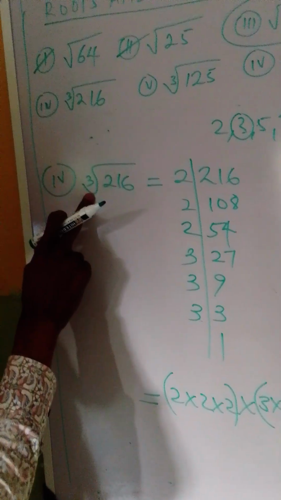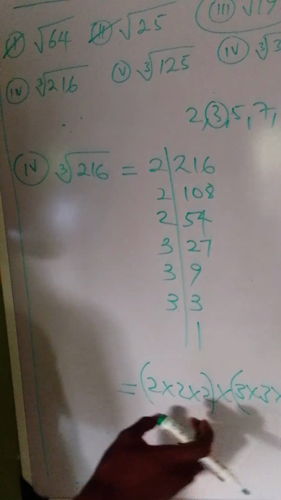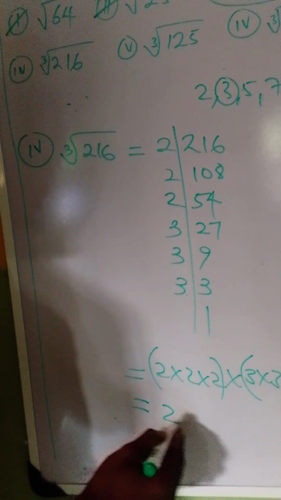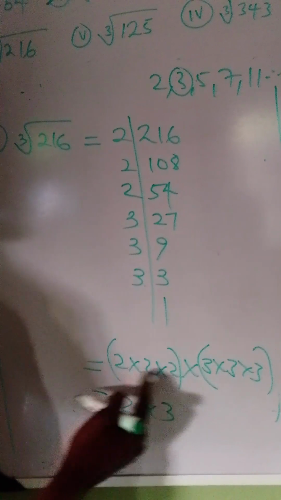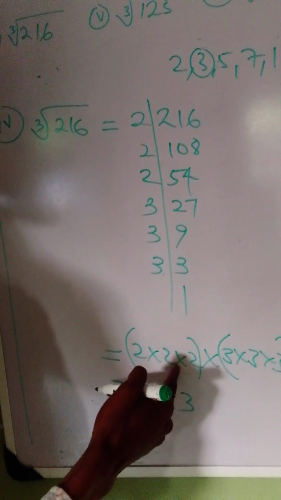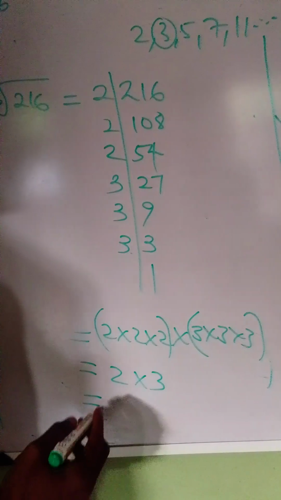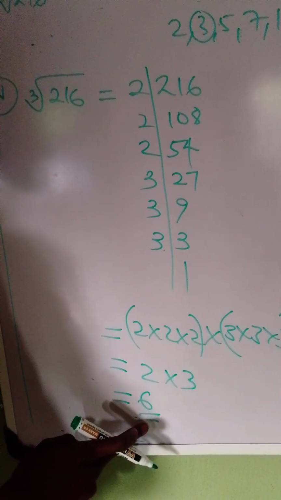Because we are looking for the cube root of 216. Cube means 3. So that's why I'm grouping, having 3 digits in each pair of brackets. So I'm going to pick one from here and also pick one from here. I just pick 1 digit from this first pair of brackets, and also pick 1 digit from this second pair of brackets. So 2 times 3 is what? 6. So actually 6 is the cube root of 216.